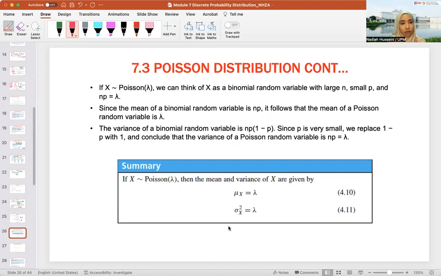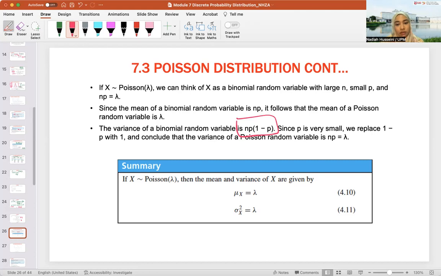Okay, so now we're going to talk about the mean and also the variance for Poisson. If x is Poisson distributed with parameter lambda, lambda is your mean. We can think of x as a binomial random variable with large N, small p, and lambda equals NP. We talked about this earlier. Since the mean of a binomial random variable is NP, it follows that the mean of a Poisson random variable is lambda. Okay, so the variance of a binomial random variable is NP times 1 minus P, right? We saw this earlier for the binomial distribution.